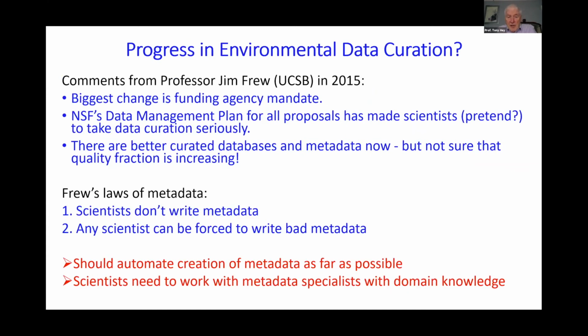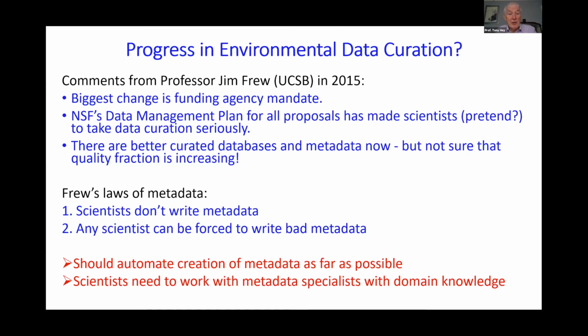However, this is what I think is one of the key roles. I also asked Jim Frew, a colleague, an environmental earth scientist at the University of California, Santa Barbara, in 2015, whether there had been progress in environmental data curation in the previous 10 years since the eScience initiative. This is his response: the biggest change is that funding agencies like the NSF now insist on a data management plan. You have to put words in your proposal. And he believes that's made scientists possibly pretend to take data curation seriously.